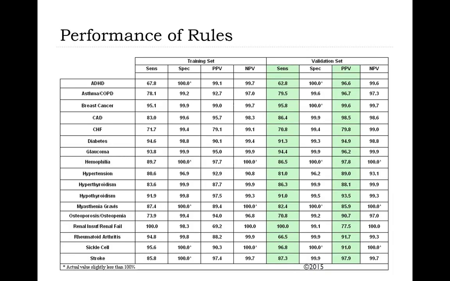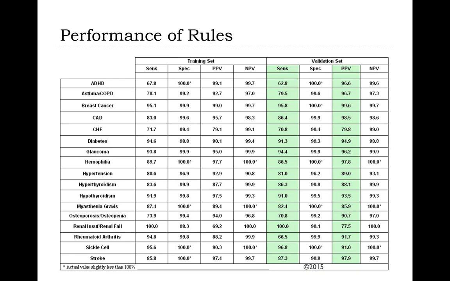And so we did a validation of this on the training set where we developed the rules, and on a separate validation set to make sure that they worked right. Our goal always was to maximize the positive predictive value even at the cost of missing some sensitivity, just because we didn't want to give people false positive alerts if their patient had a particular condition.